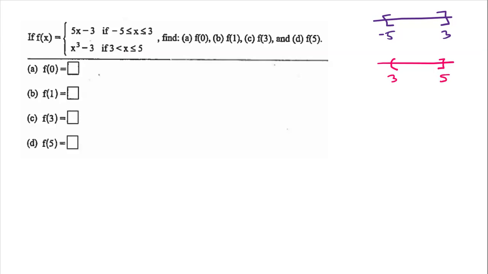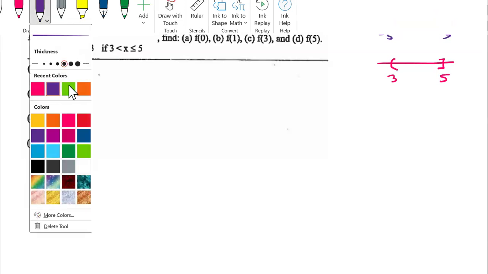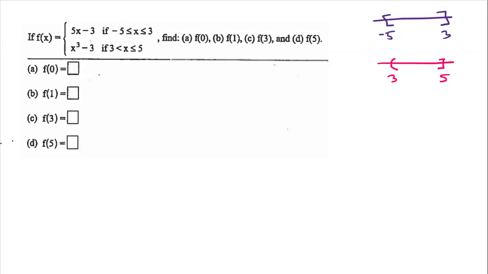If I look at my first point, it wants me to find f of 0. Well, 0 is going to be between -5 and 3, so 0 is in here. That means I'm going to use the first equation for this one. So f of 0 is 5 times 0 minus 3, which is -3.